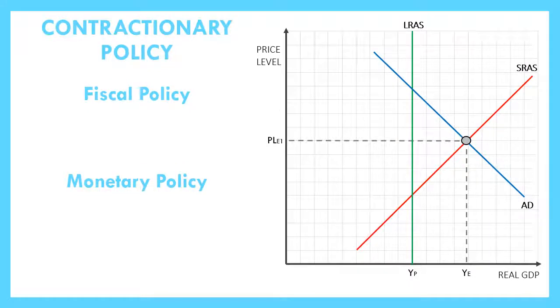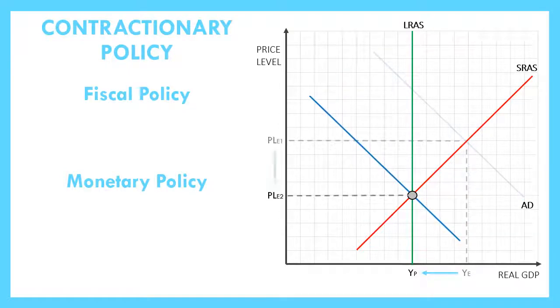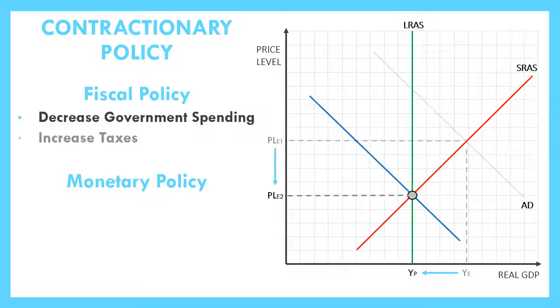Contractionary policy actions could be taken too by both the government and the Federal Reserve. The government, what they might end up doing in order to get our aggregate demand curve to shift to the left, is decreasing government spending, causing that G to go down, which would cause our Y to go down. We could also increase taxes. Increasing taxes would cause a decrease in disposable income and cause a decrease in consumer spending.